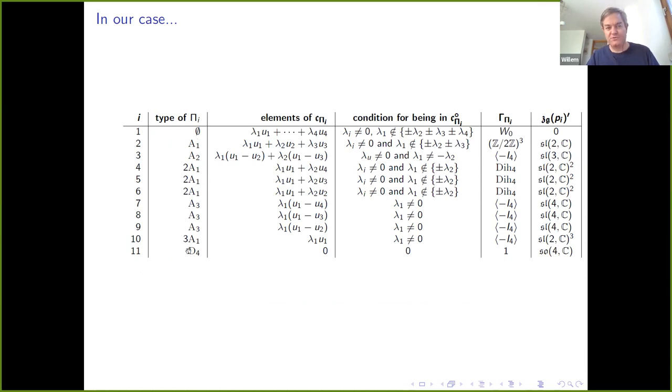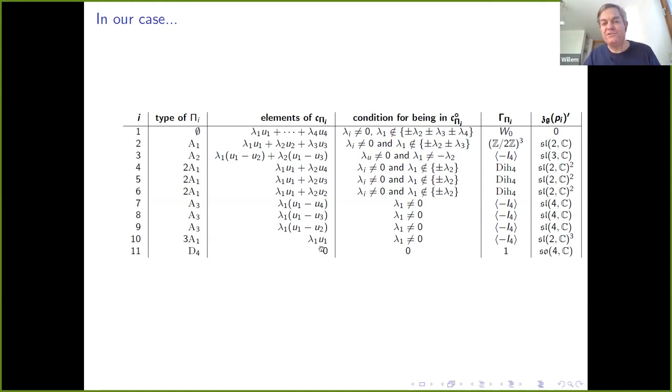And here is the type of the root subsystem in the second column. And this is then the so-called vector spaces, and these are the sets CP naught. Okay, there are conditions on the parameters here. So you see that every class consists of a family, except the last one, which just consists of zero.